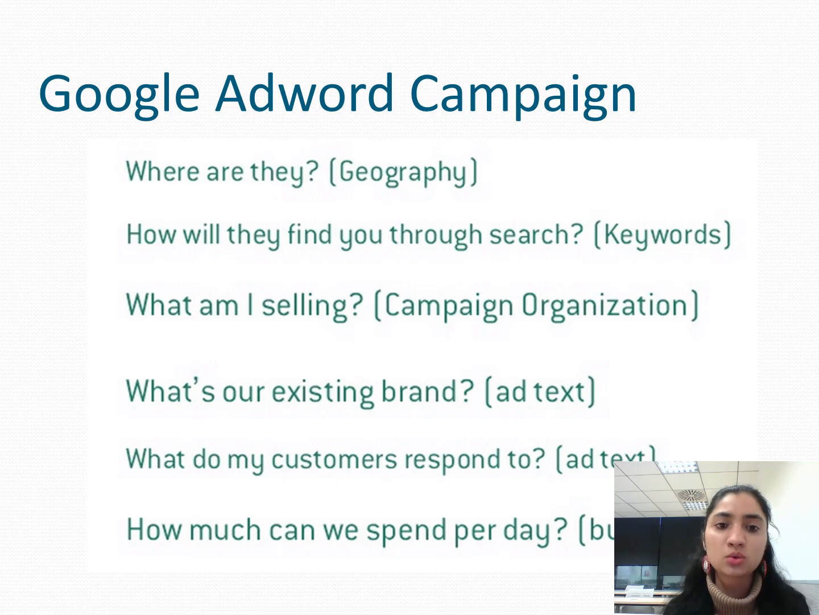Google AdWord campaign. A Google AdWord campaign is a campaign where an advertisement appears on Google, right? Whenever we are surfing the internet, we usually see some ads appear on the right or on the left of the page. In your Google AdWord campaign, you always have to pay for it. So you must mention where you are, how they will find you through search, what you are selling, what your existing brand is all about, how your customers respond to the ad text, where your customer should contact you, and how much you spend per day. So this is the thing you must note.